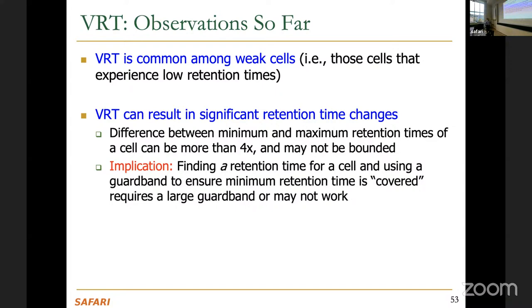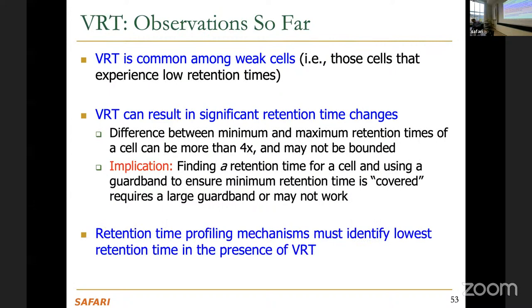I mean, if you interpret this in a different way, you set the retention time of a cell and you basically add some guard band, saying that I actually protect for the worst case. But you may not know the worst case, because you don't know the minimum retention time unless you do infinite testing. So basically, that's the problem.